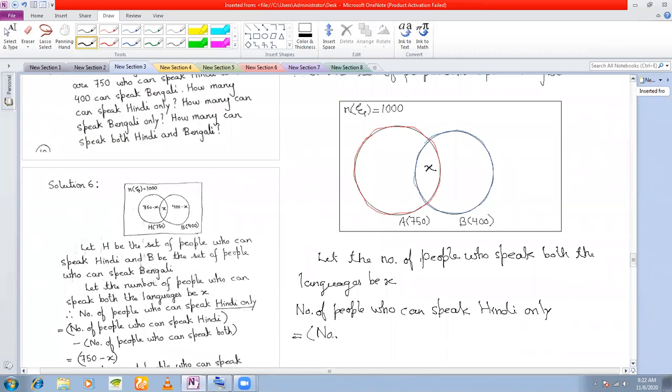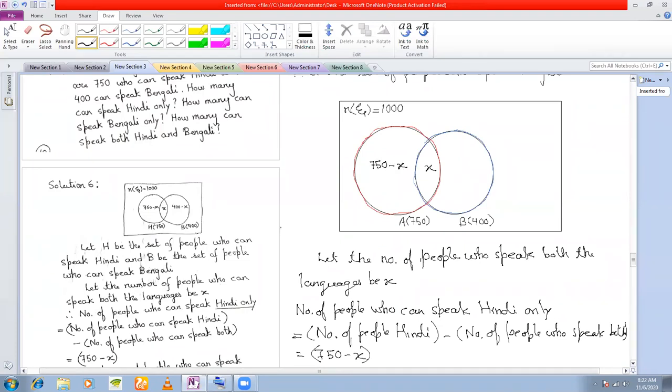Number of people who speak Hindi only is number of people who speak Hindi minus number of people who speak both. Do you agree or not? Yes, sir. So this is 750 minus X. So this is the number of people who speak Hindi only. That means now we can write here 750 minus X. Okay.